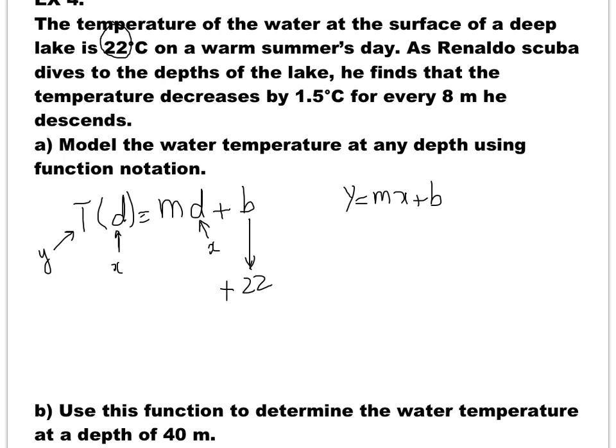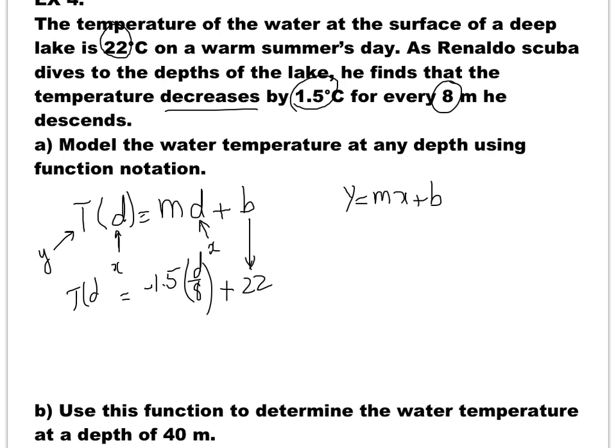Now we have to find what exactly our slope is. Remember, our slope here is rate of change, and rate of change is 1.5 degrees Celsius, but decreasing. So it's going to be negative 1.5. And also, remember that this decrease happens every 8 meters. So whatever the value of d is, we have to divide it by 8 to see how many 8 meters is inside that value. So we're going to have d over 8.